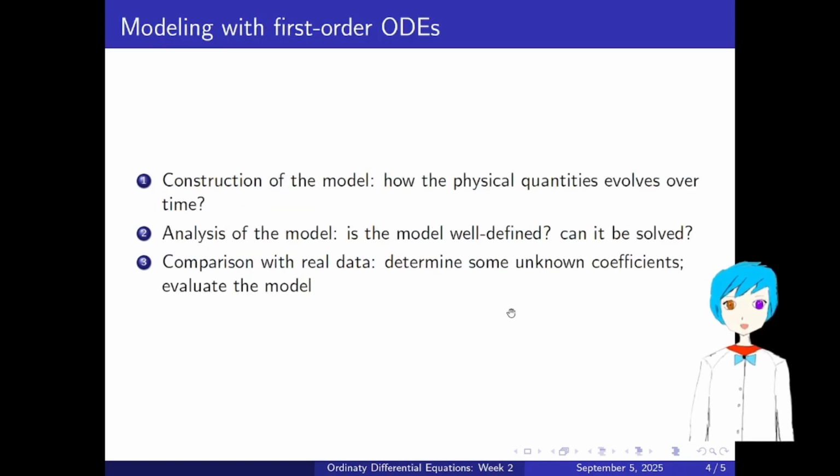With first order ODEs, we can model many physical phenomena. So first, we will need some first principle to construct the ODE model, for example, the mass action principle to describe how physical quantities like position, like the concentration of some chemical, evolve over time. And then the second step is to analyze the model. Is the model well defined? Does the solution exist, and is the solution unique? Can the model be solved analytically, or is there a numerical solution to the model?